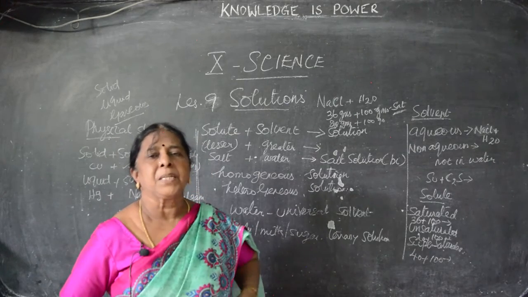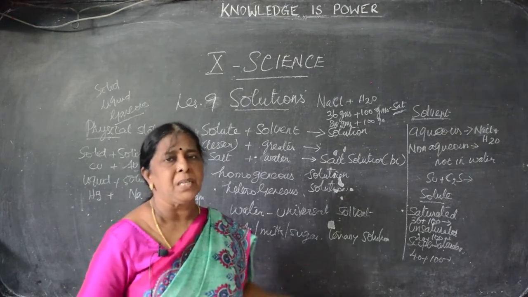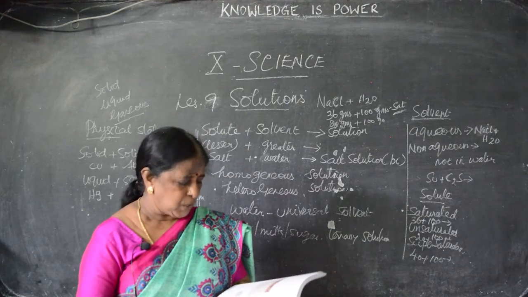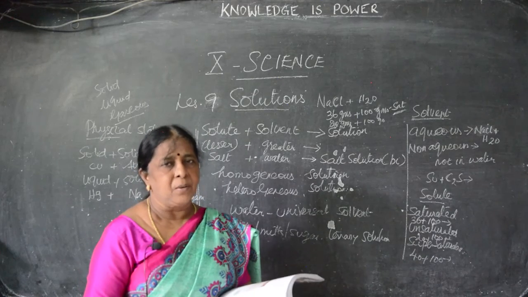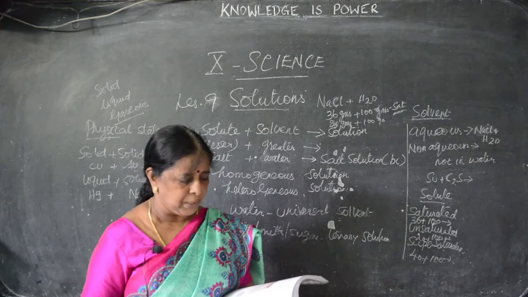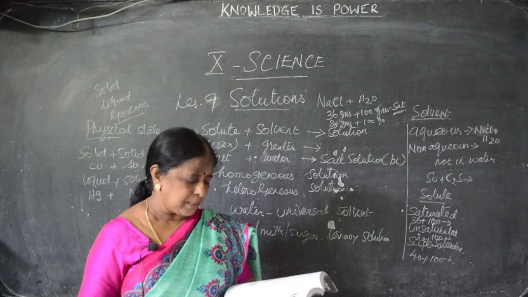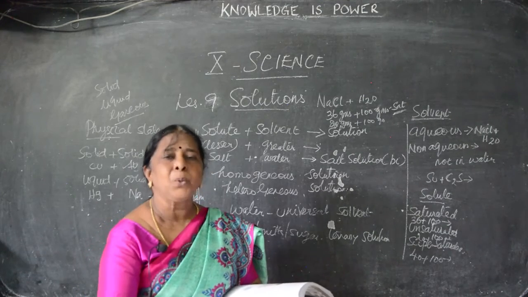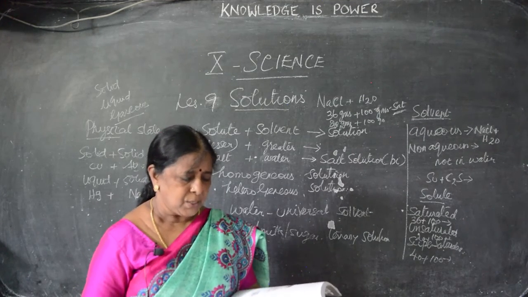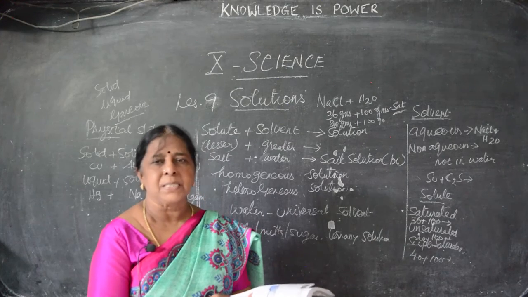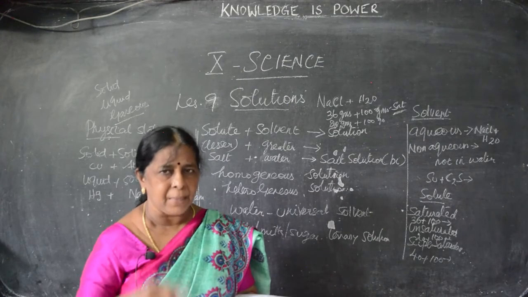Okay, children, let me continue in the other class. Further, we have to see what solubility is, what the factors affecting solubility are, and how to find out the concentration of the solution. This is all pending for us. So, let us continue in the other class.